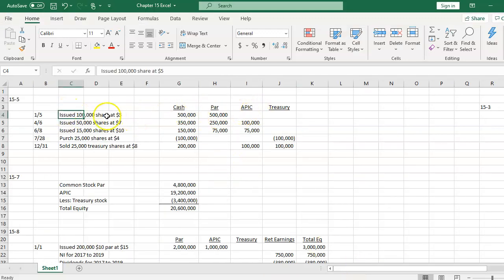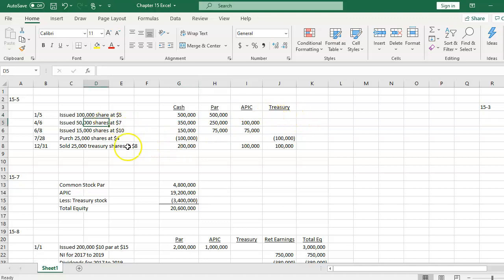I've already got the answers in here. I just thought it might be easier for you if I already had them here. So the first one, we issued 100,000 shares at $5. And so obviously I received cash of exactly $500,000. And it also happened to be the par value. So that was pretty easy. There's no additional paid in capital.